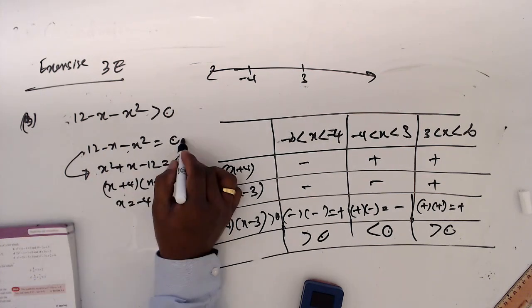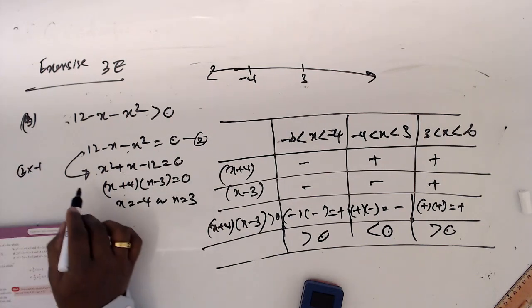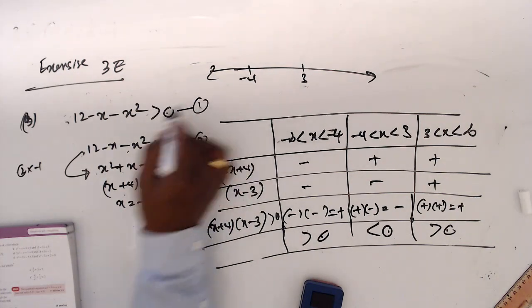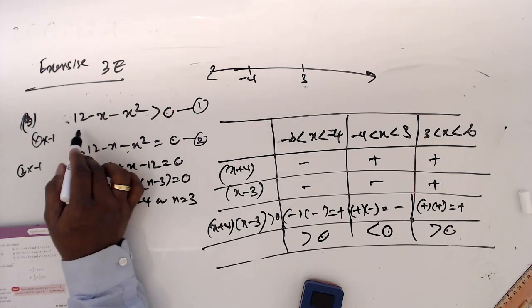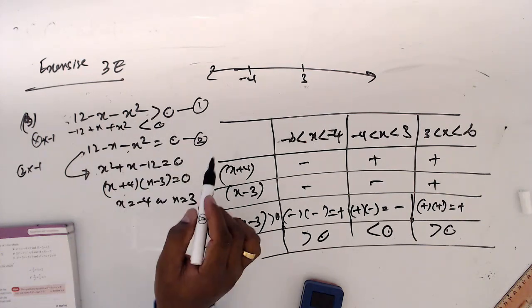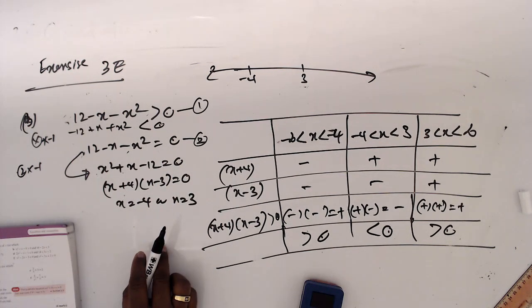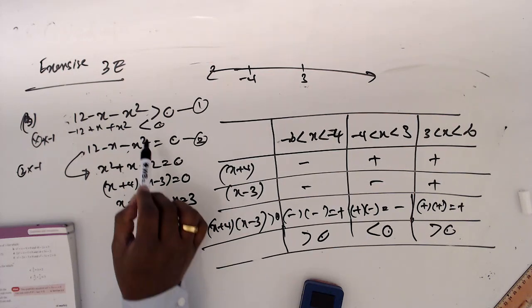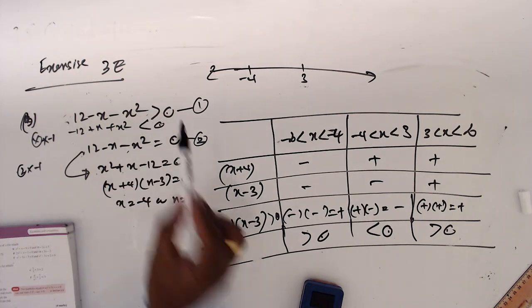So I'll multiply by, okay, I take this is 1, I take this is 2, 2 multiply by minus 1, that's why. In that case, if you work like this, this is 1 multiply by negative 1. Then this becomes minus 12 plus x square less than 0, to match with this way. Now, if we look at minus 12 plus x square, which is this one, less than 0, it means that 12 minus x square is greater than 0.